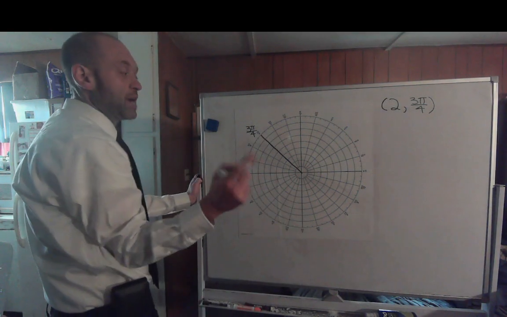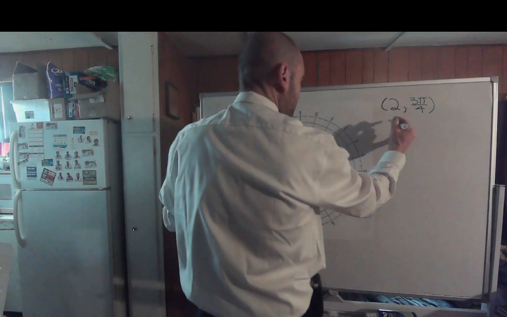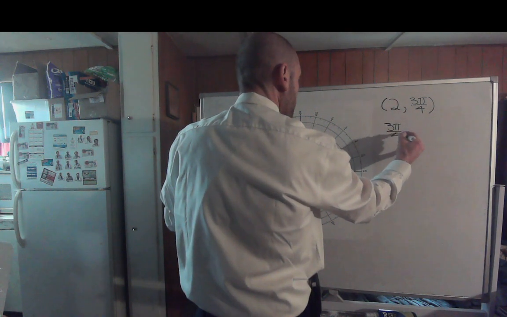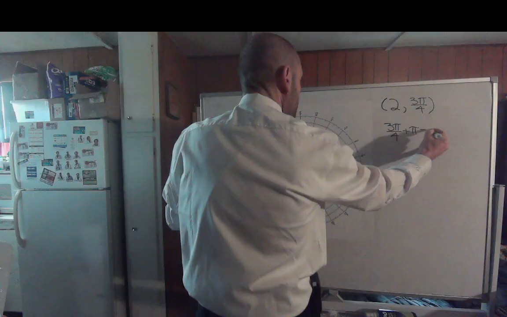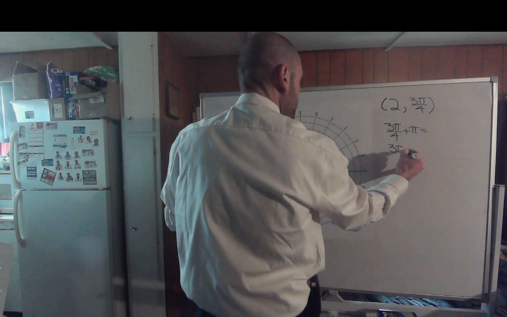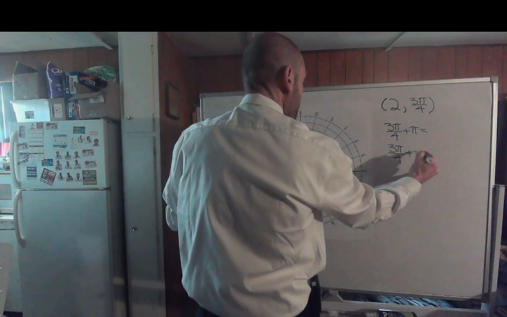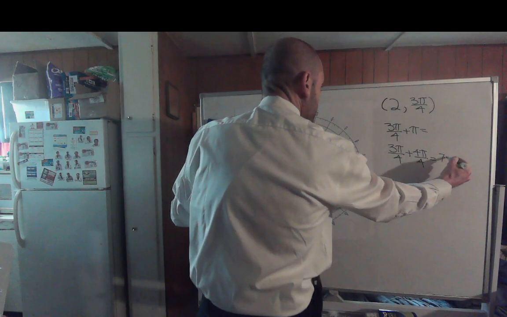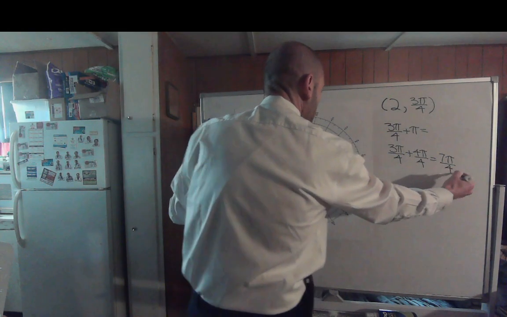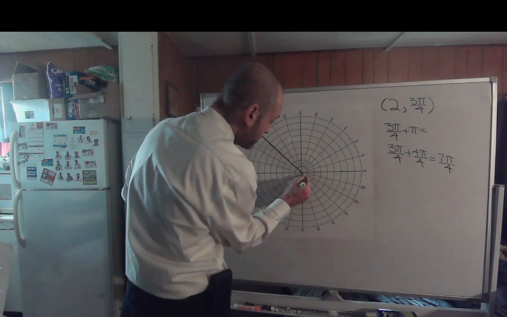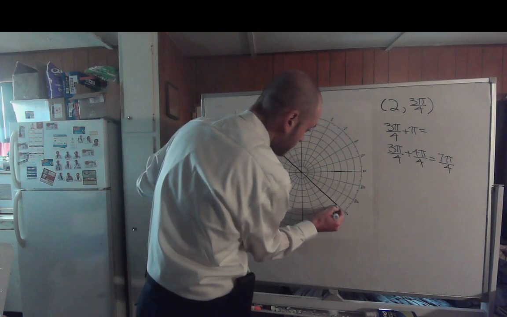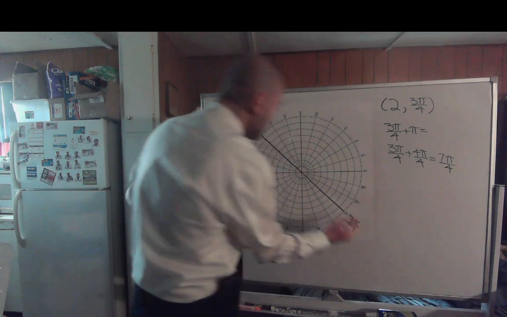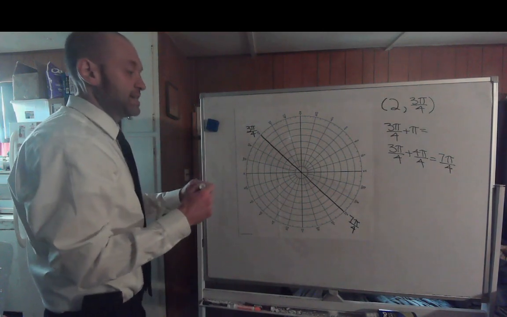But we also have to add pi to include the other axis. So if we take 3 pi over 4 plus pi, that's the exact same thing as 3 pi over 4 plus 4 pi over 4. So in that, we're actually going to include 7 pi over 4. So we'll draw all the way down through 7 pi over 4, which is right here. So we have that entire axis.